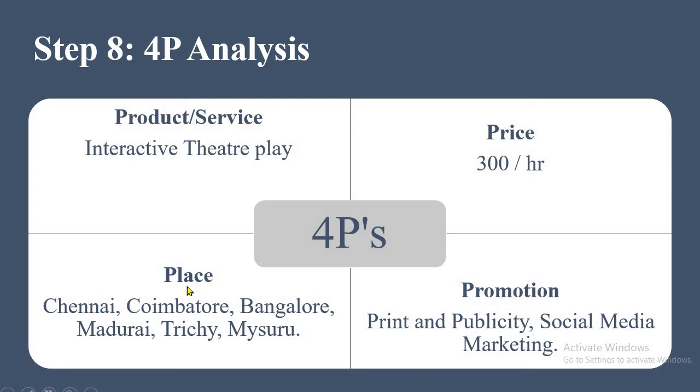And also in place, it's not the places where you're going to perform, it is exactly the channel of distribution. How are you going to distribute your product or services? For example, if I have my office at Chennai and I'm going to do a play at Coimbatore, how am I going to distribute it? How am I going to bring the services from Chennai to Coimbatore? That you have to discuss in place. In promotion, again, there are about 6 types of promotions available. So you have to take up the 6 promotions, fix which promotions will be suitable for you, and then speak about it in this quarter. Okay, this is how you do a 4P analysis. So this is an additional step.